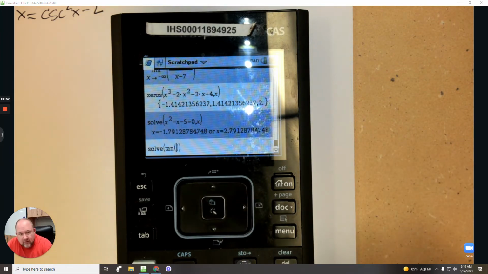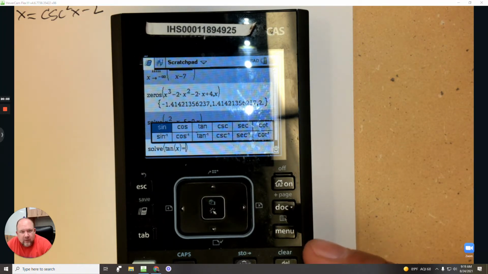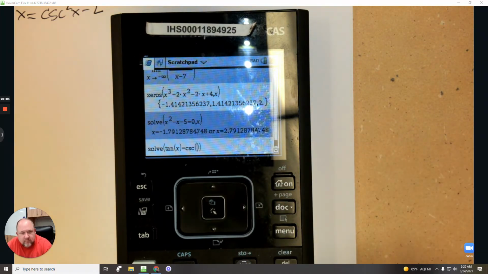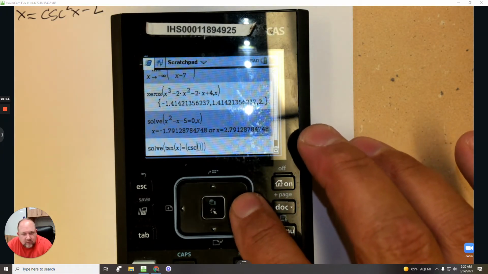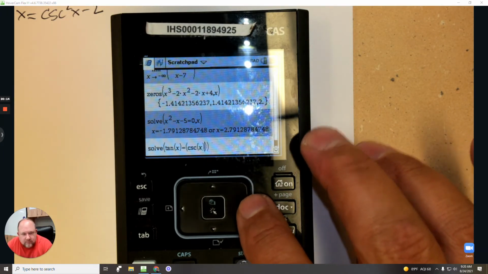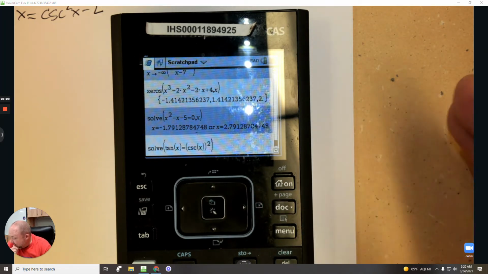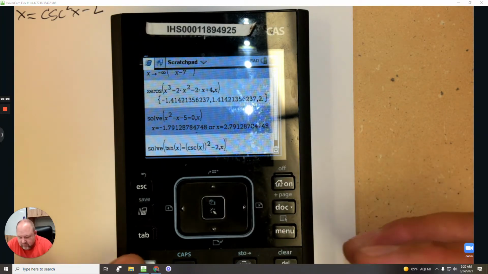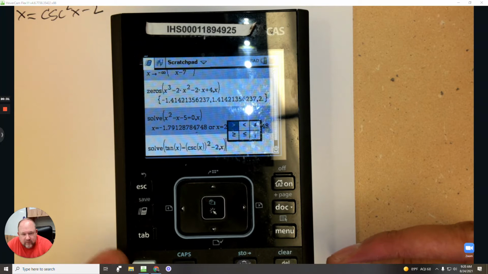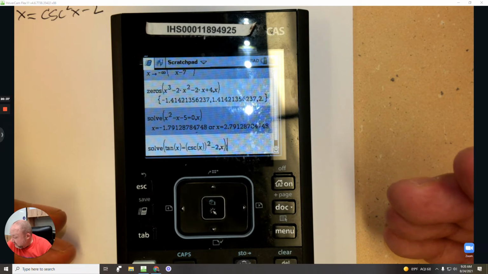Move the cursor. Equals cosecant squared. So cosecant squared, am I typing it right? Subtract 2. Now, I want to solve for x, so I'm going to do comma x. And now on the outside, I'm going to put a restriction in. So I'm going to go control equals. And now I'm going to put in the restriction. And the restriction says from 0 to 2 pi.